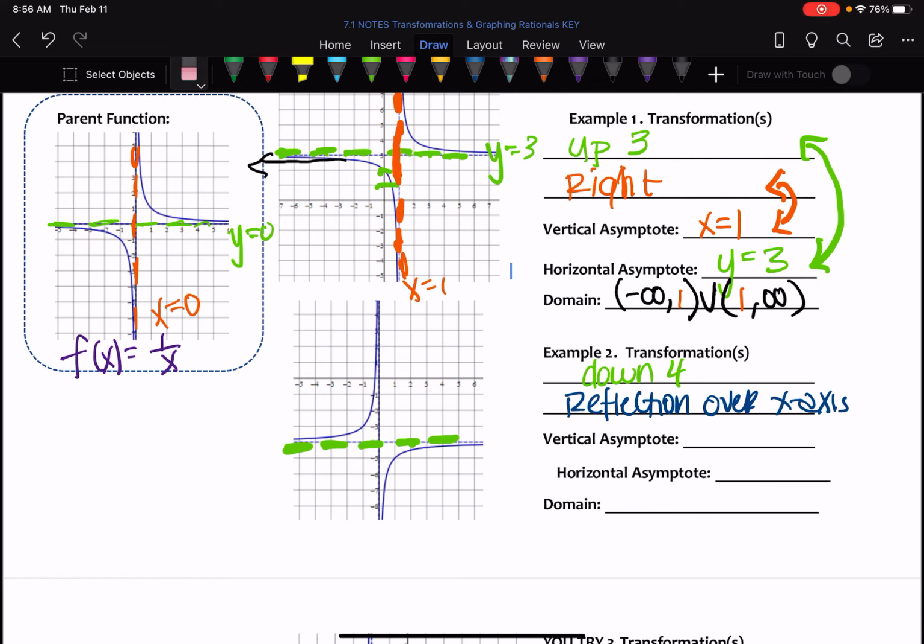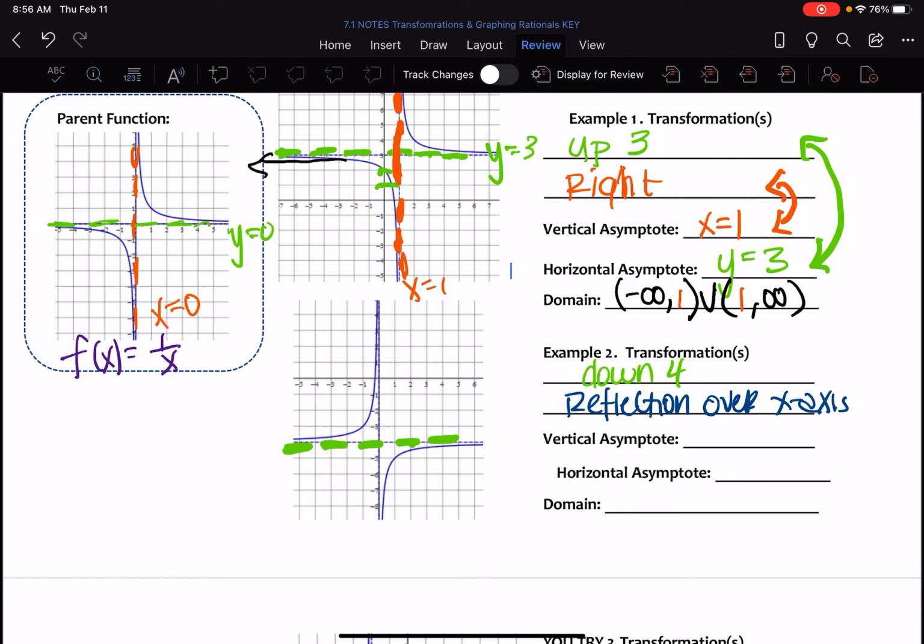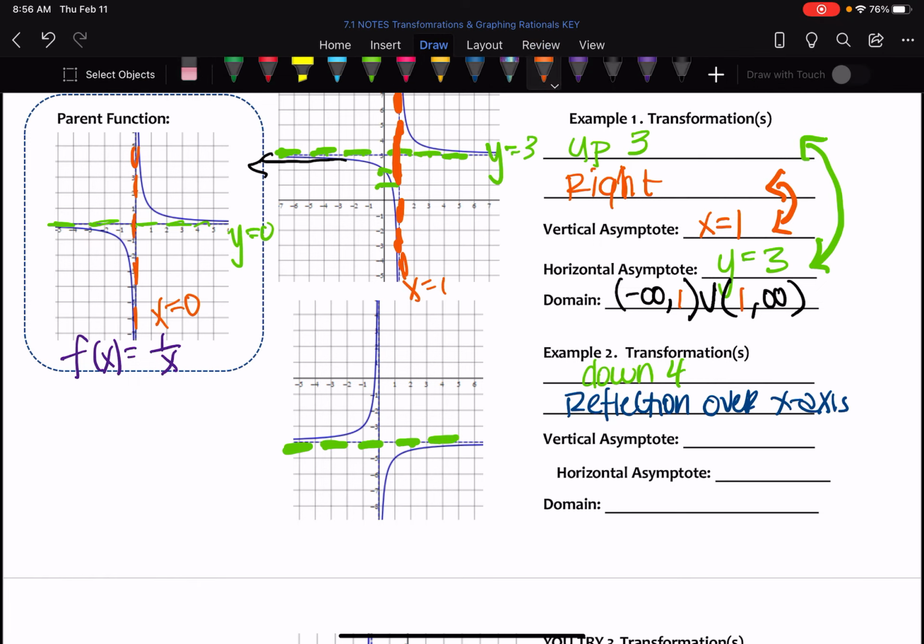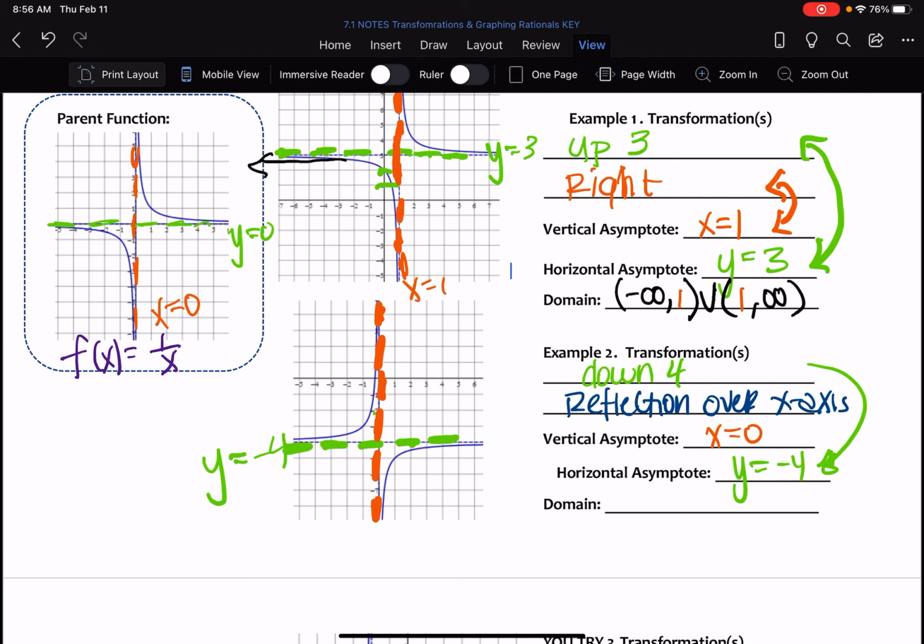So vertical asymptote, let's go look at that. Again, it's where we're going to approach but never touch, and that did not change. So that's going to stay at x equals 0. And my horizontal asymptote did change, and that's going to be y equals 1, 2, 3, negative 4. Again, should match.